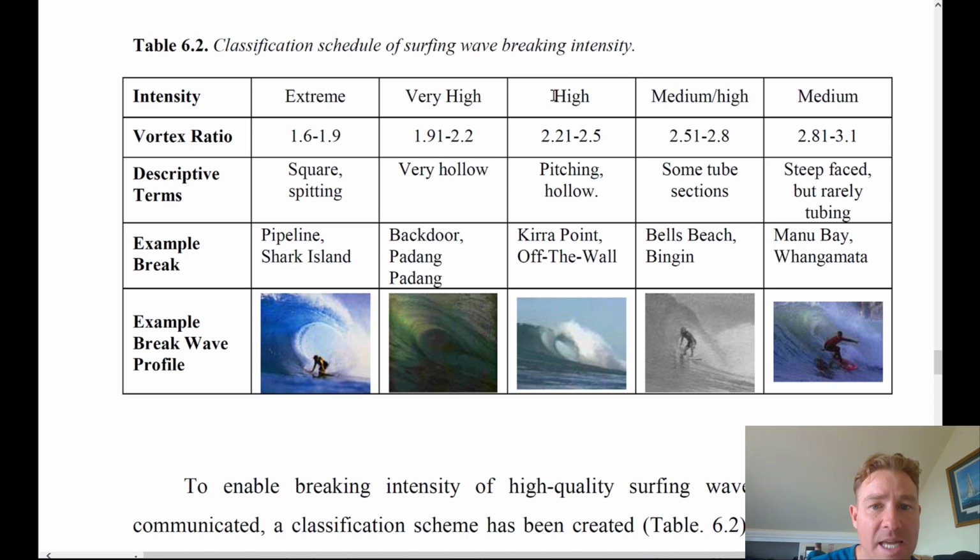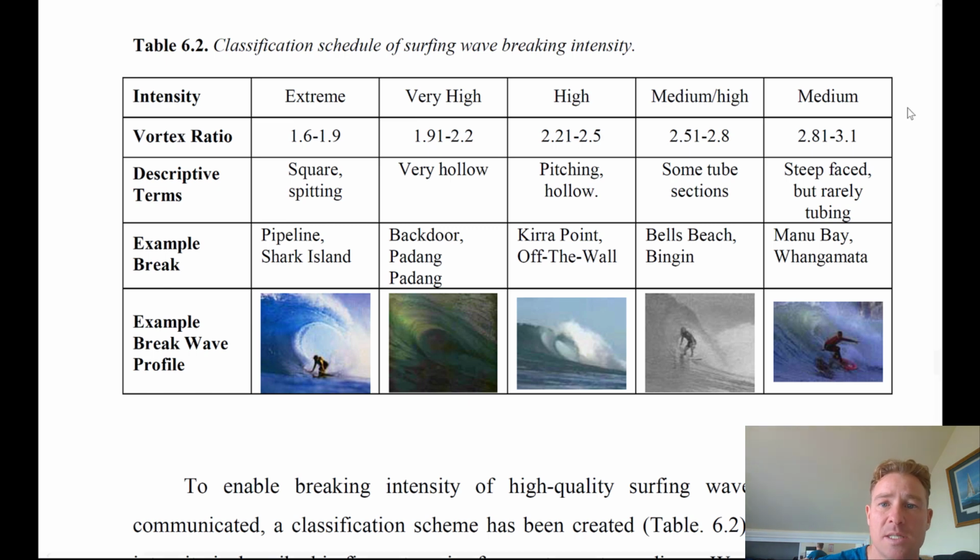And then you have a high intensity, a vortex ratio of 2.21 to 2.5, and the descriptive term is pitching or hollow, and this is like Kirra, Off the Wall. Again, two places that I think get really round, but they're showing some like a tube section of a wave. I would even say maybe high might be like J-Bay, where it is barreling in the barrel section, but it's more almondy. Definitely more almondy of a barrel. A little bit harder to actually ride in the barrel, those kinds of breaking intensities.